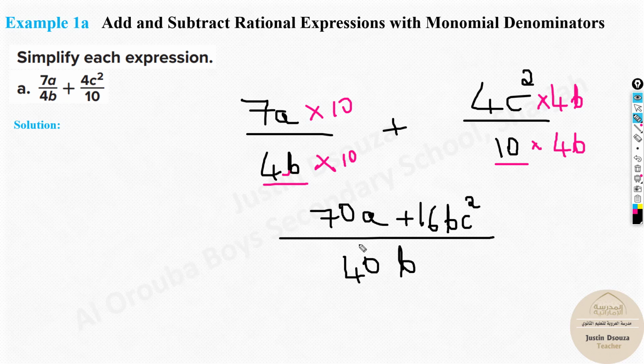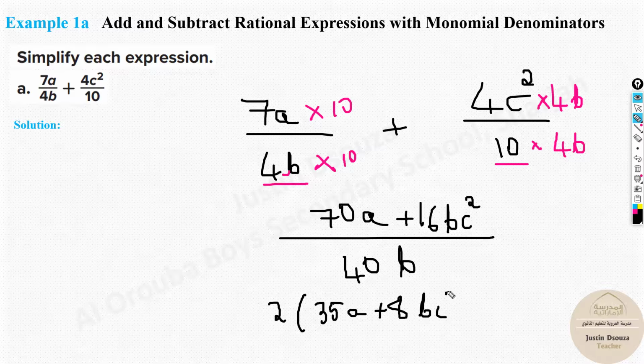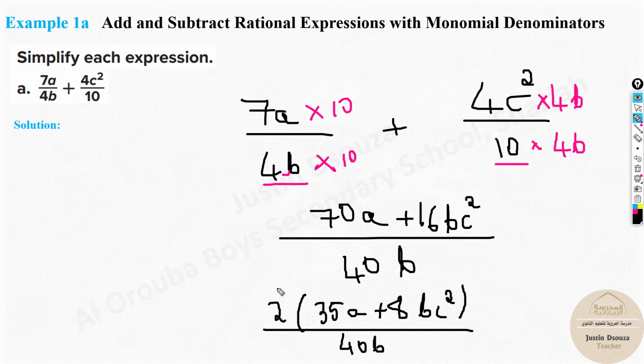Or the best method would be the distributive property. Here I will remove 2 outside. So what remains? It will be 35a plus 8bc squared divided by, here it is 40b. Now if I multiply this 2 here, you look over here, you can get it. 35 times 2 is 70a, 8 times 2 is 16bc squared. So it's the same thing, it's just that I've removed the 2 out.